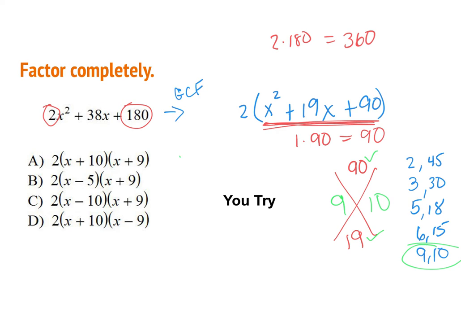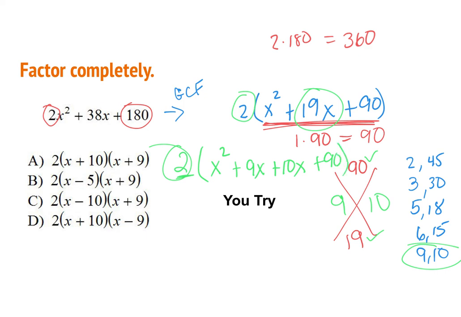So that means I am going to rewrite my top polynomial, and I'm going to remember to keep that 2 down, that I'm not doing anything with it, just because I might forget all about it. So I am left with x squared. Now this 19 becomes 9x and 10x. So now I can factor by grouping. So I'm going to take out a common x, and I am left with x plus 9. I'm going to take out a 10. I am left with x plus 9.